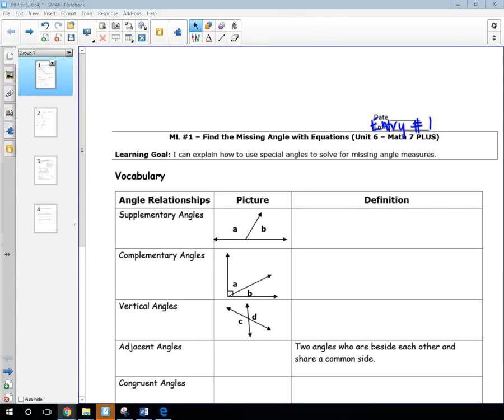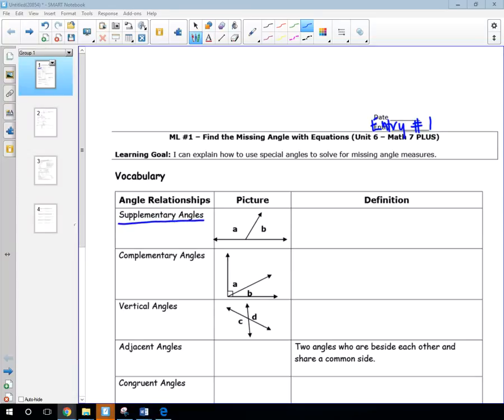So before we dive into trying to find missing angles, we are going to start with just some really important vocabulary words, okay? And these vocabulary words you're going to see throughout this entire unit. So we're just going to spend some time talking about what those vocabulary words are. And you may already have heard of these. And if you have, I challenge you to pause the video and go ahead and try to fill in what you think supplementary, complementary, vertical angles, adjacent angles, and congruent angles are. And then after you get done, play the video and see if you were correct. Okay? So we're going to start with supplementary angles.